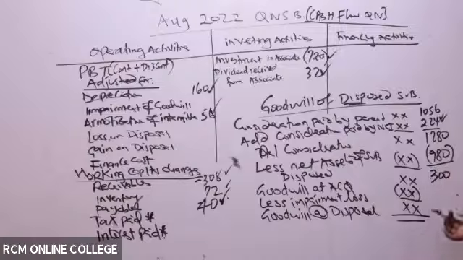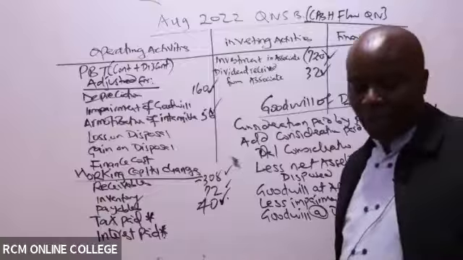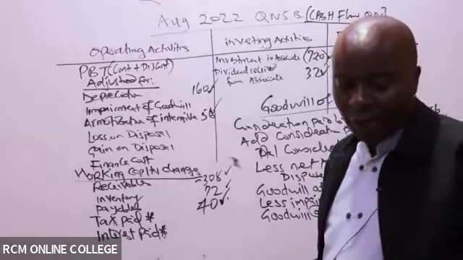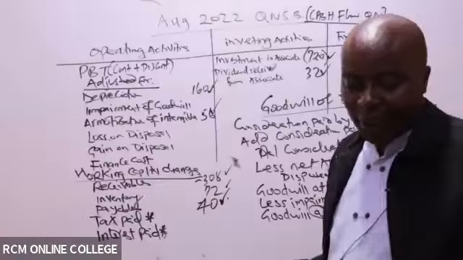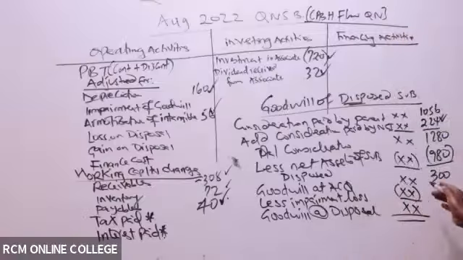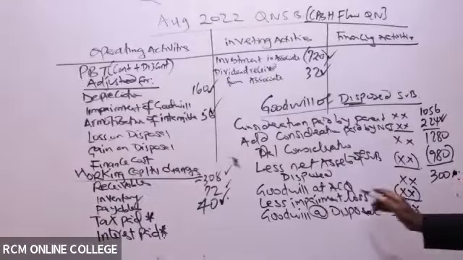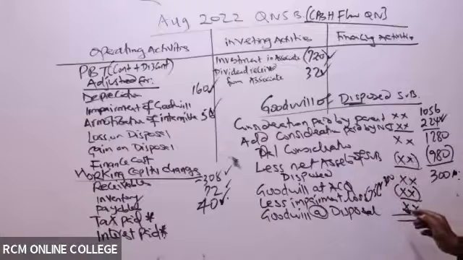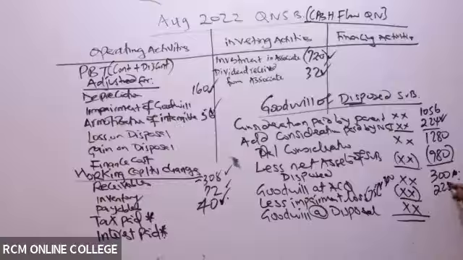300. Then we ask ourselves, ladies and gentlemen, whether this goodwill was impaired. Look at number 2. Goodwill calculated under the full fair value method was tested annually for impairment. At 31st March 2021, goodwill relating to C Limited had been impaired by 75%. So less impairment loss, 75% of 300, which is 225. Then we are able to get what we call goodwill at disposal. How much? 75, thank you very much.